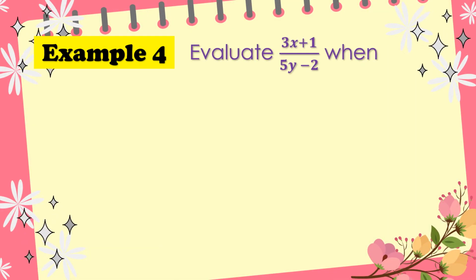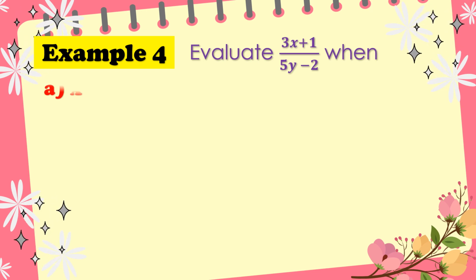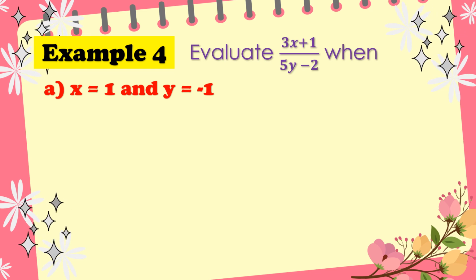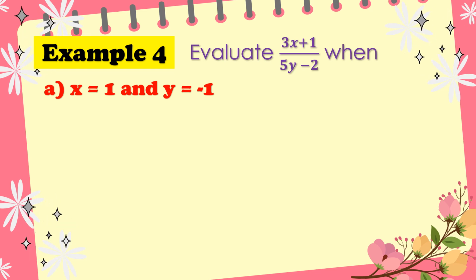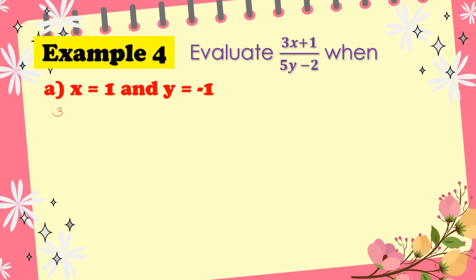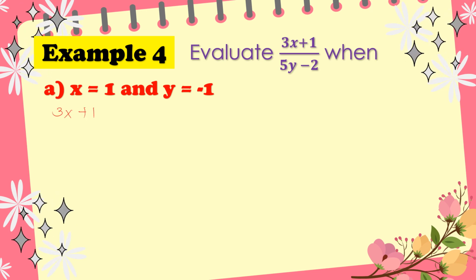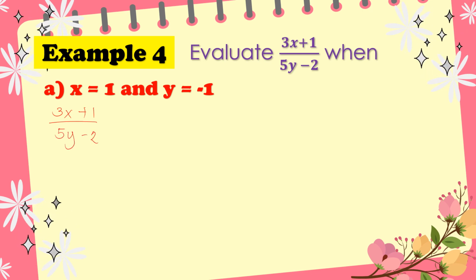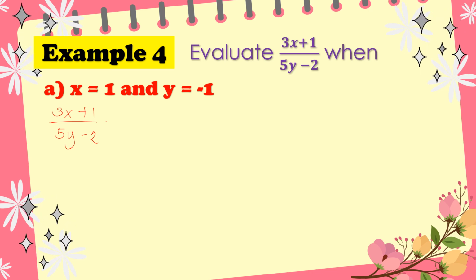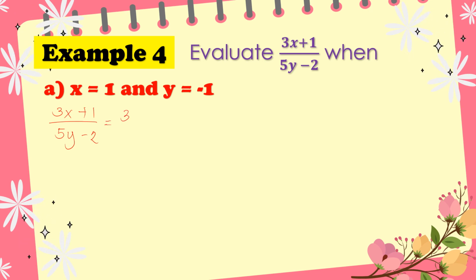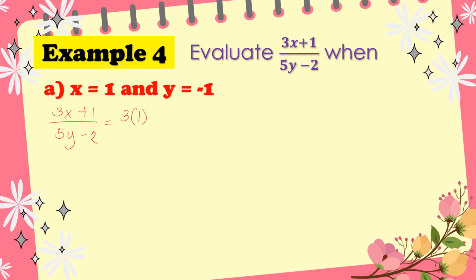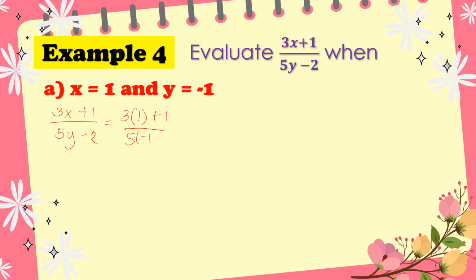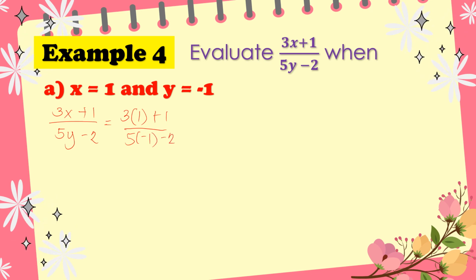Evaluate (3x plus 1) all over (5y minus 2) when x is equal to 1 and y is equal to negative 1. Copyhin muna natin yung expression. 3x plus 1 all over 5y minus 2. And then, isubstitute natin yung given values. So, 3 times positive 1 plus 1 all over 5 times negative 1 minus 2.